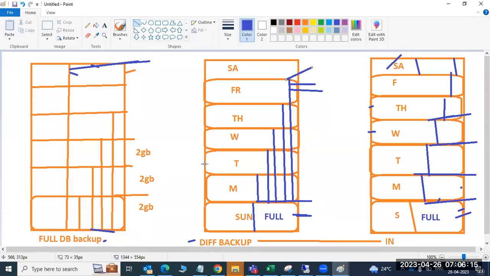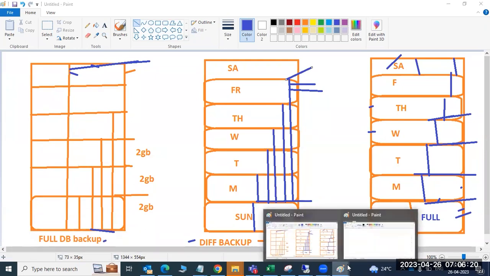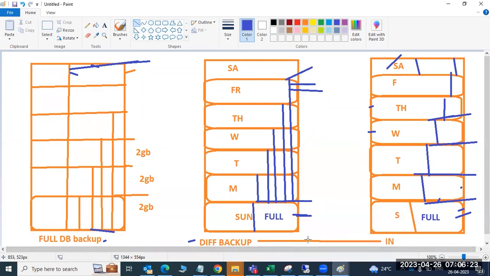So you have three types of backups: full database backup, differential backup, and incremental backup. These two are called delta backups, and this is a full DB backup. You asked me what the advantage is. When you are taking the full DB backup each day, a huge size file will be created at operating system level, 2 GB each. It will create a space issue. But when you want to do the recovery, one file, the latest backup, is enough.